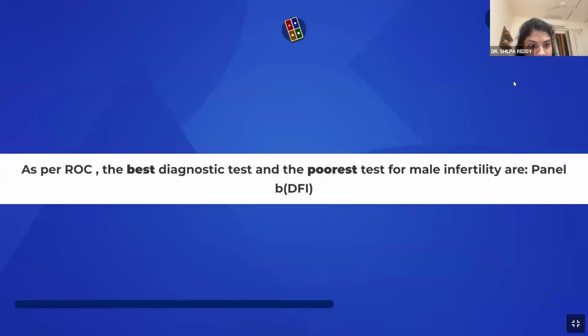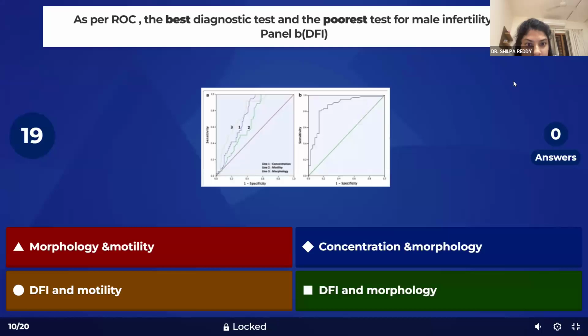So this is an ROC graph which will be displayed. Please identify which is the best diagnostic test and the poorest test for male infertility. So panel A has concentration, motility, and morphology, and panel B has DFI.